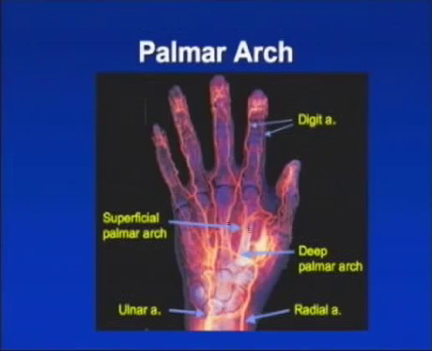Now, the palmar arch in the hand is important in that it allows communication of blood flow from the radial side over to the ulnar side and vice versa. So in this diagram, we see the radial artery, ulnar artery, and then the deep arch. And on this diagram, the superficial palmar arch is here as well, but it's very small. There are usually two digital arteries for every digit, and these come off the palmar arch.